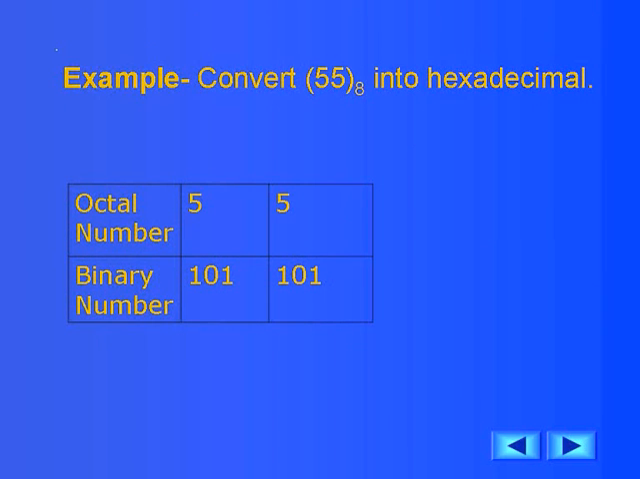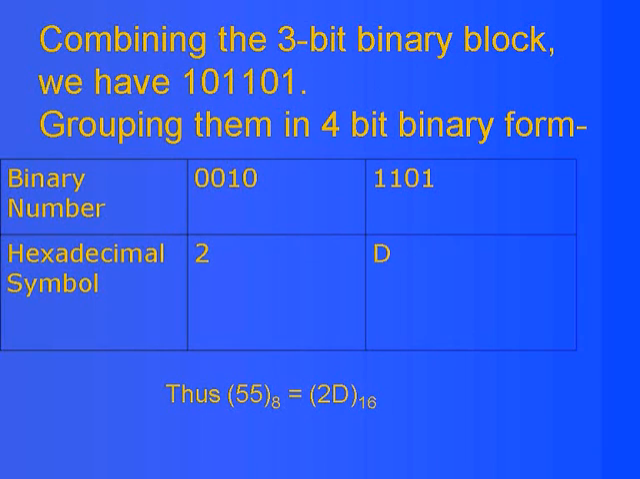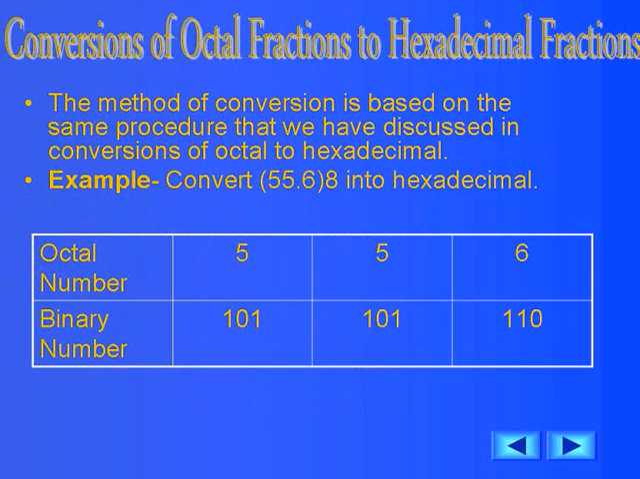So convert 55 into hexadecimal. Write binary equivalent of 5, 101. Then further 5, 101. Combining them we get 101,101. Then grouping them in 4-bit form we get 1101, 0010. Hence the hexadecimal symbol is 2 and D. Thus the number is 2D.